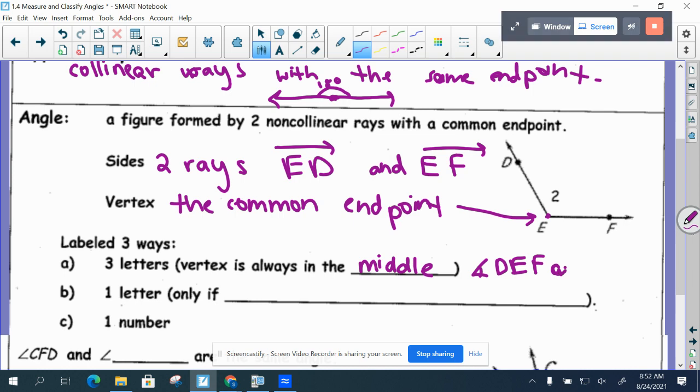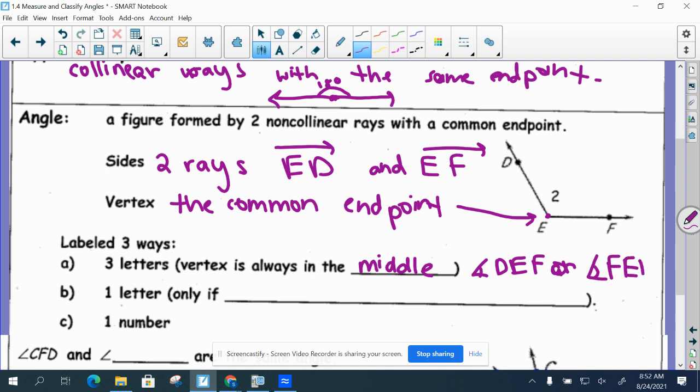Or you can name this the opposite way, angle FED. Now I couldn't name it, say, angle DFE, because E has to be in the middle. You can't name it angle DDF.